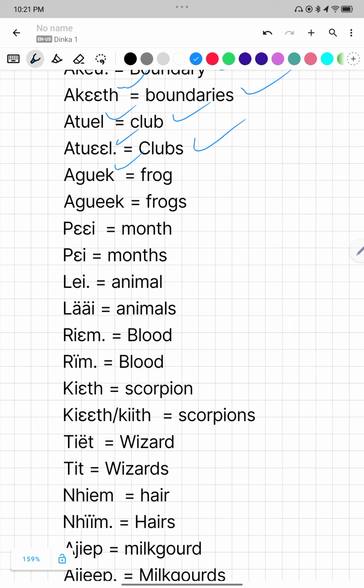Agwik means frog. Frog. Agwik, A-G-U-E-K, means frogs. Frogs. Pay means month. Pay means months. Lay means animal. Lie means animals.